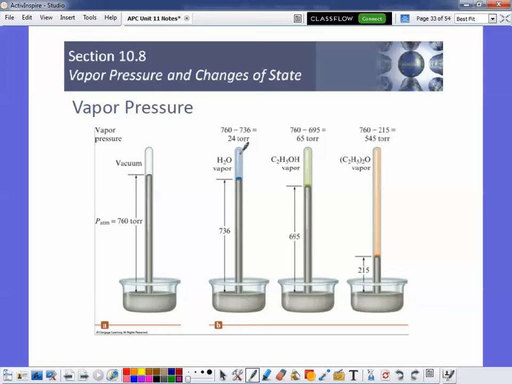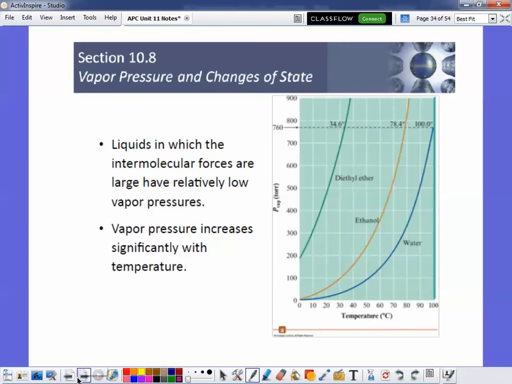Just another way. All right, I want to get to this formula. This is kind of what I was showing before. Liquids in which the intermolecular forces are large or strong have relatively low vapor pressures. And when you increase temperature, vapor pressure is going to increase significantly. And then there's our boiling point right here, when the vapor pressure matches the atmospheric pressure.